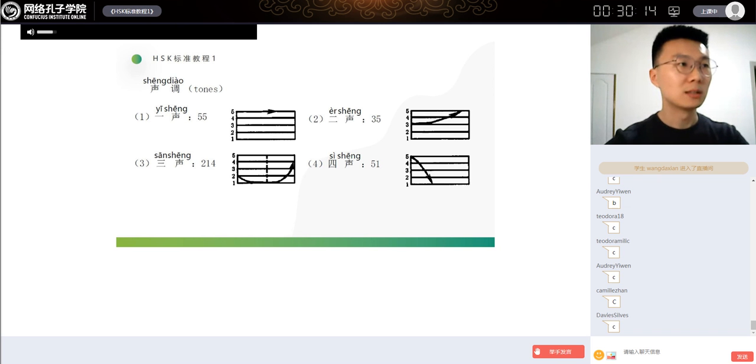The first one is the first tone. We can call it 一声. 一声 is the first tone. This one, 二声. 二声 is the second tone. This one, 三声. 三声 is the third tone. This one, 四声. 四声 is the fourth tone.